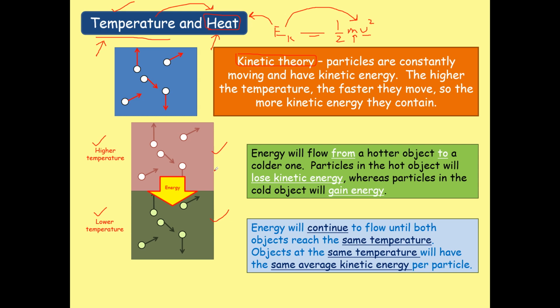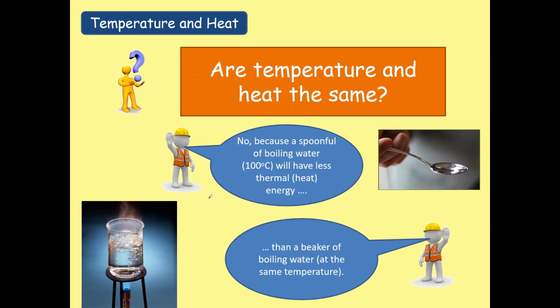This continues up to a point when both these objects will have the same temperature, right? Till that point is reached, the energy will keep flowing from the higher to the lower till both of these are at the same temperature, right? So the average kinetic energy for both these particles would be the same after the temperature has become the same, right? So as I said, we can always relate temperature to the energy of these particles. Moving on, are temperature and heat the same? No, because we understand that temperature is just a measure of this heat, right?